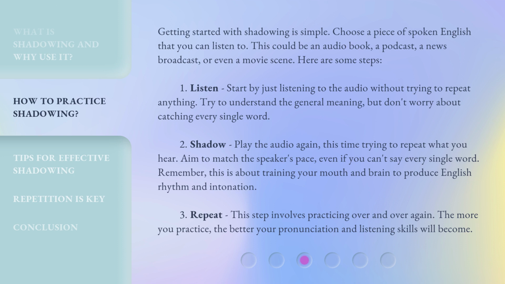Listen. Start by just listening to the audio without trying to repeat anything. Try to understand the general meaning, but don't worry about catching every single word. 2. Shadow. Play the audio again, this time trying to repeat what you hear. Aim to match the speaker's pace, even if you can't say every single word. Remember, this is about training your mouth and brain to produce English rhythm and intonation.